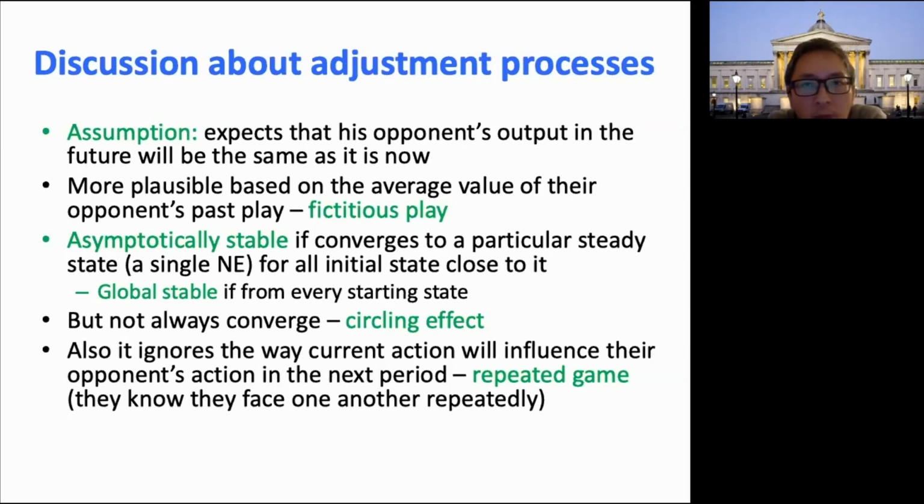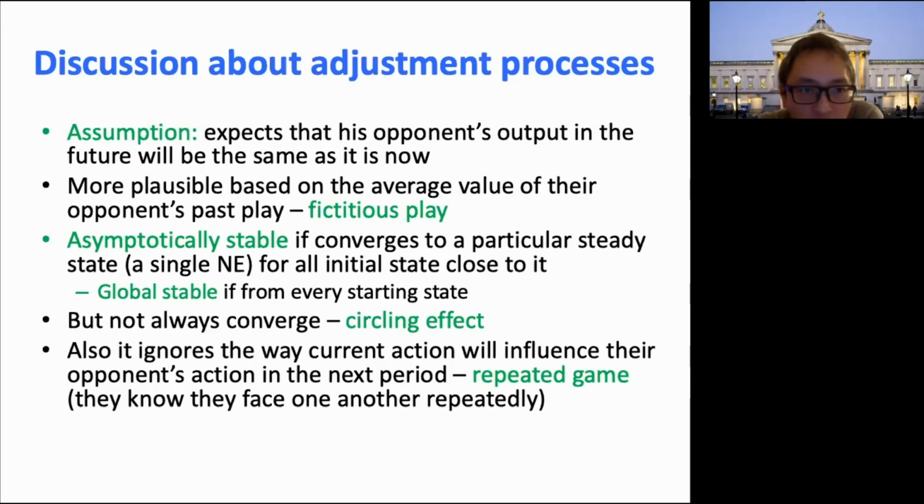So just understand the concept that in this particular case, the underlying rationale behind this best response is that we expect the opponent would always do the same. In other words, their output in the future is going to be the same as this. Otherwise, what's the point of doing the best response, right?